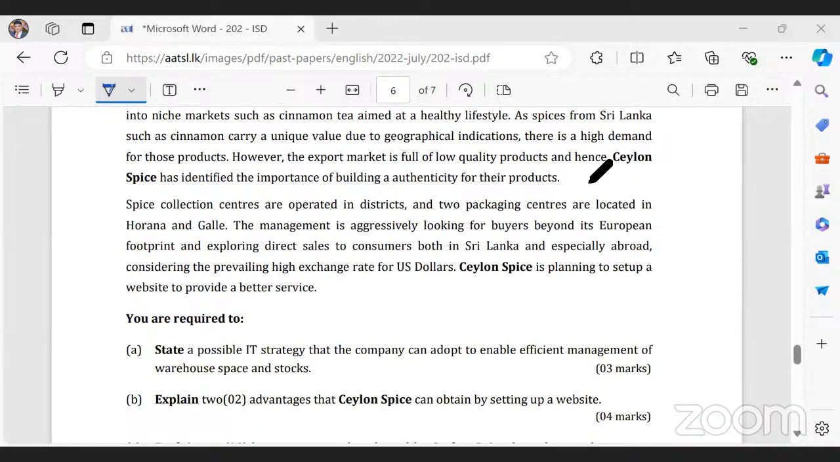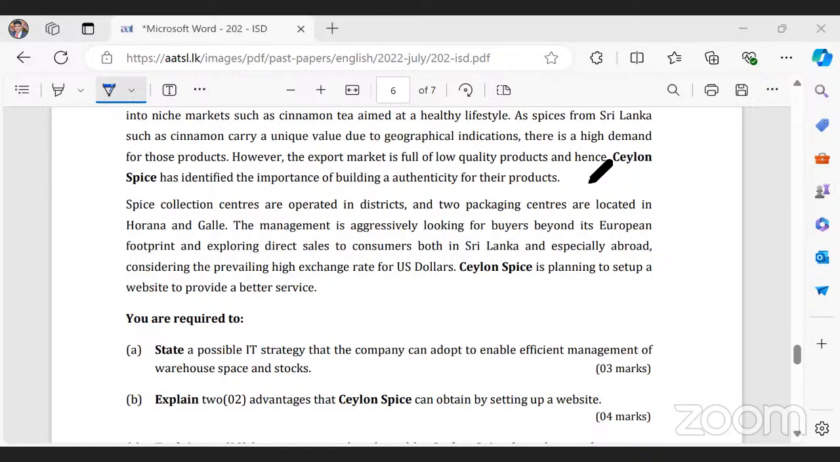Spice collection centers are operated in districts, and 2 packaging centers are located in Horana and Galle. The management is aggressively looking for buyers beyond its European footprint and exploring direct sales to customers both in Sri Lanka and especially abroad, considering the prevailing high dollar exchange rate. Ceylon Spice is planning to set up a website to provide better service, right?